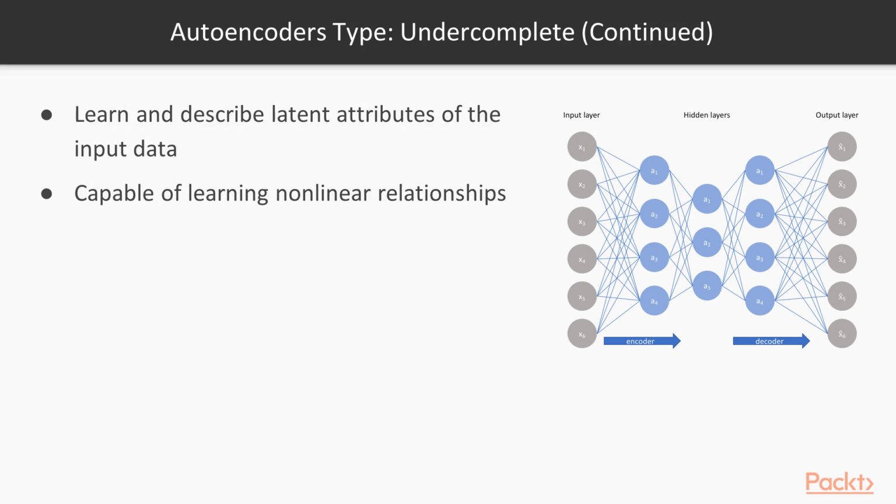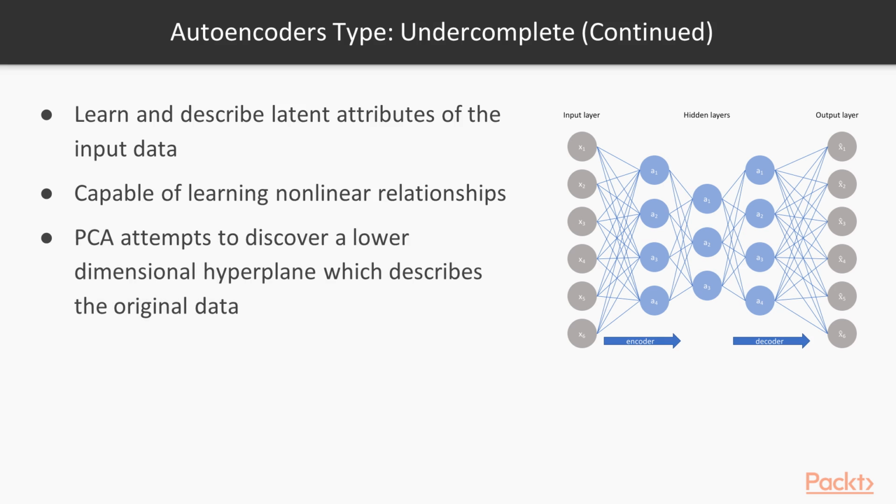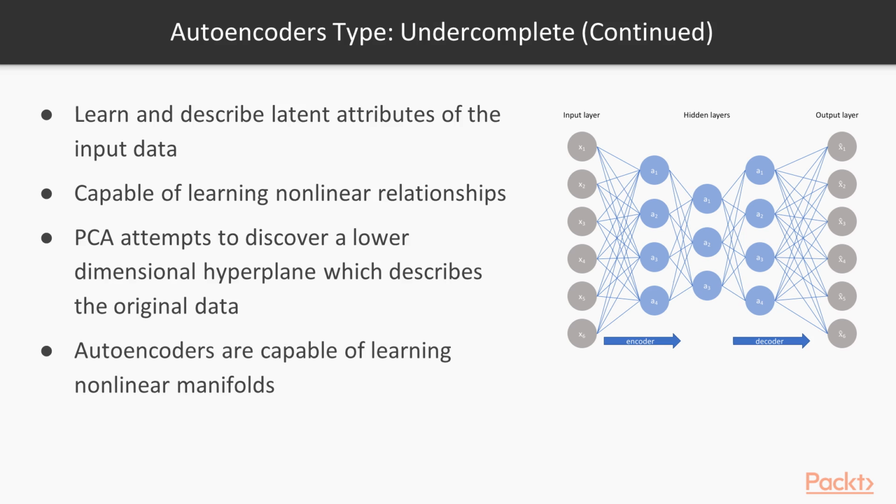Because neural networks are capable of learning non-linear relationships, this can be thought of as a more powerful generalization of PCA. Whereas PCA attempts to discover a lower dimensional hyperplane which describes the original data, autoencoders are capable of learning nonlinear manifolds.